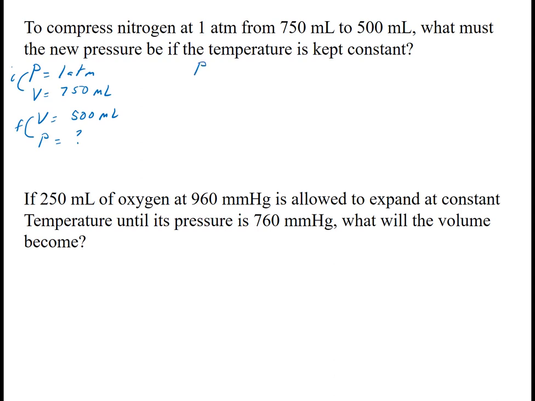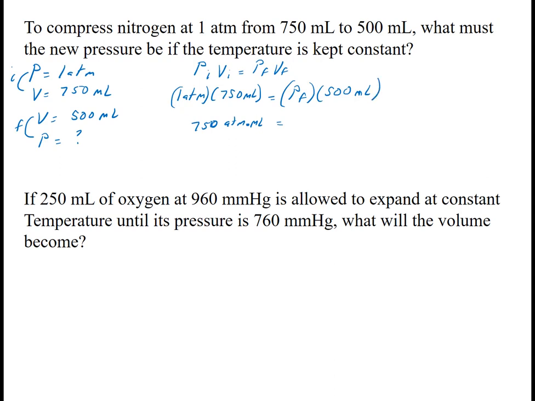The equation, of course, is PI/VI is equal to PF/VF. So my initial pressure is 1 atm. My initial volume is 750 mLs. My final pressure is what I want to find, so I don't know it. And my final volume is 500 mLs. So when I multiply these two together, I get 750, and it's atm times mL when I multiply those.